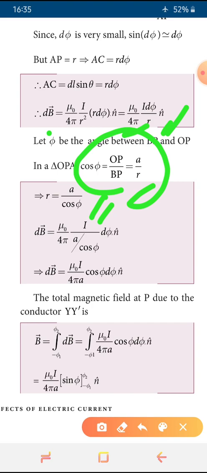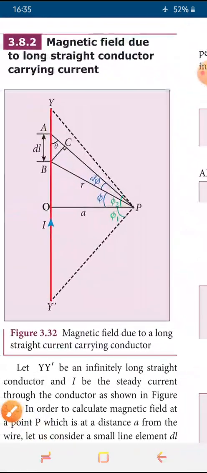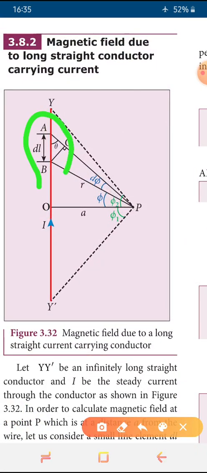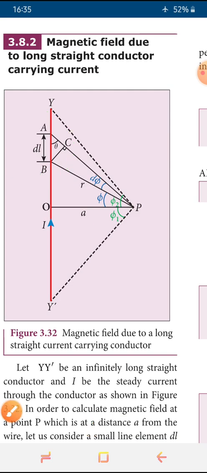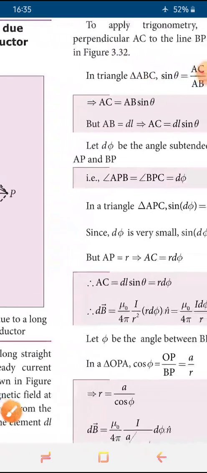Okay, this equation is for only the small segment. This equation is for only this small segment AB. We have calculated only for AB now. That is the equation we got now. So we have to calculate throughout the conductor. So what will we do? We can use the integration.